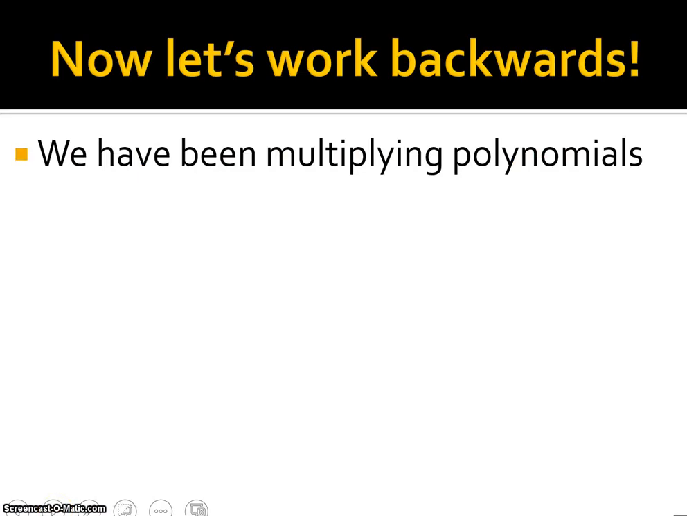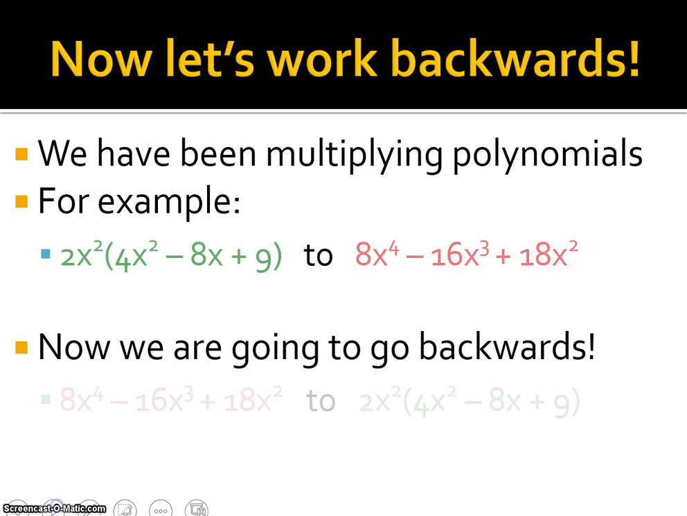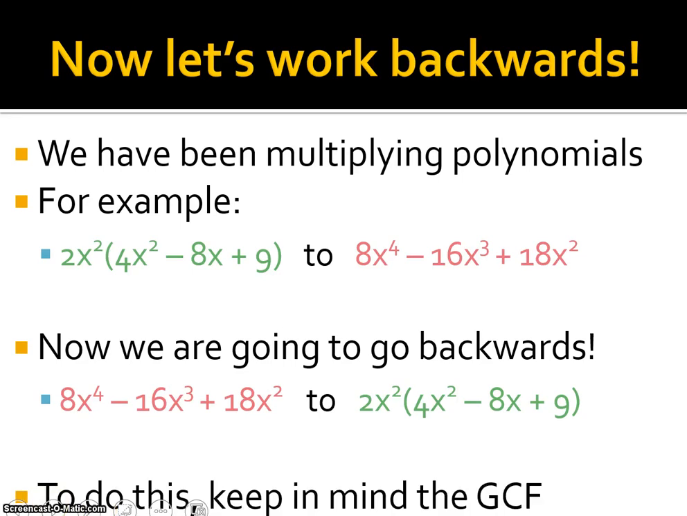We've been multiplying polynomials. Today we're going to work backwards. For example, we've started with multiplying something on the outside of parentheses and multiplying all the terms, and we end up with a nice polynomial with no multiplication. Now this time, we're going to start with something like 8x to the fourth minus 16x cubed plus 18x squared, and we're going to end up with the piece that has multiplication in it. To do this, we need to keep in mind the greatest common factor.